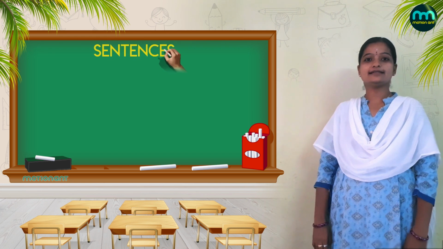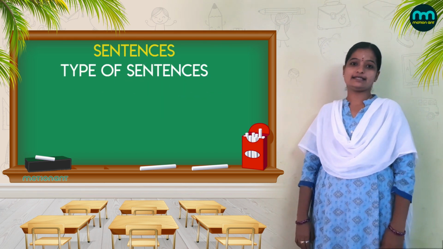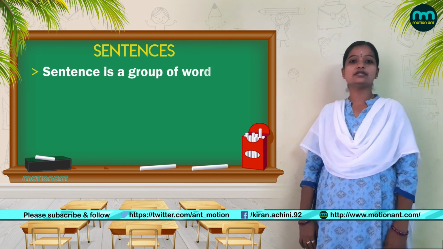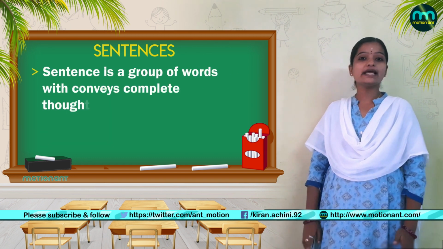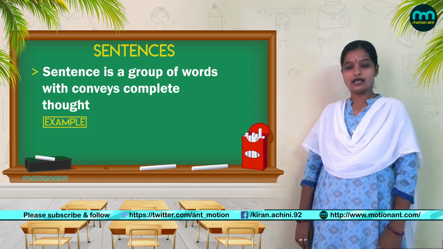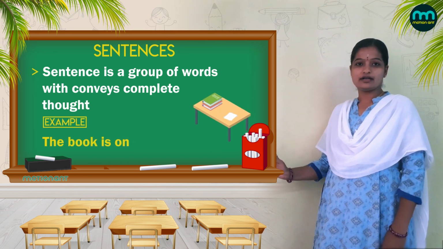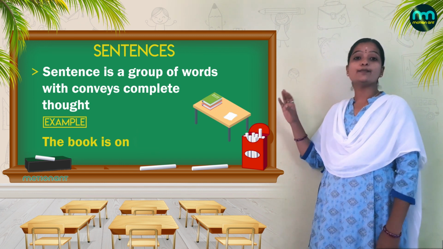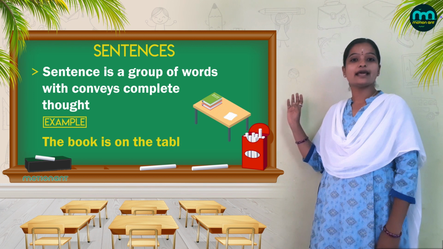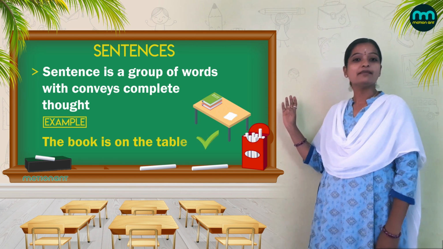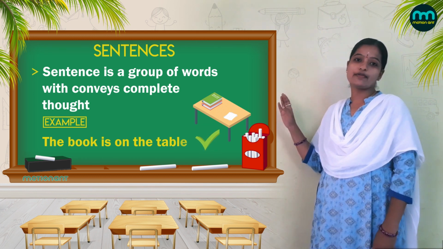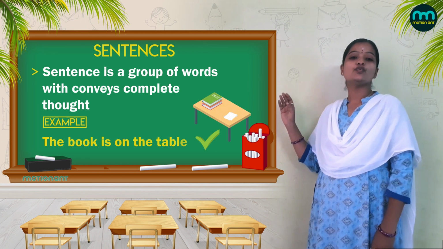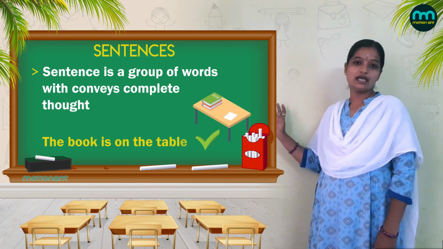Topic is sentences, types of sentences. What is a sentence? A sentence is a group of words which conveys a complete thought. For example, the book is on. Is it giving complete meaning, children? No. So, the book is on the table. It is giving complete meaning. Where is the book? On the table. So, a sentence is a group of words which gives complete meaning.